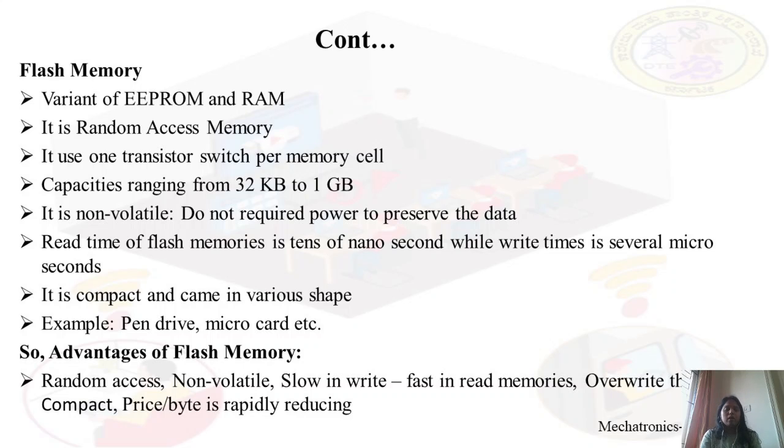It is compact and comes in various shapes. Examples of flash memory are your pen drives, microcards, etc. These are some of the examples of your flash memory. What are the advantages of this flash memory? It is random access, non-volatile, slow in write, fast in read. We can overwrite it. It is very compact. Price per byte is rapidly reducing.